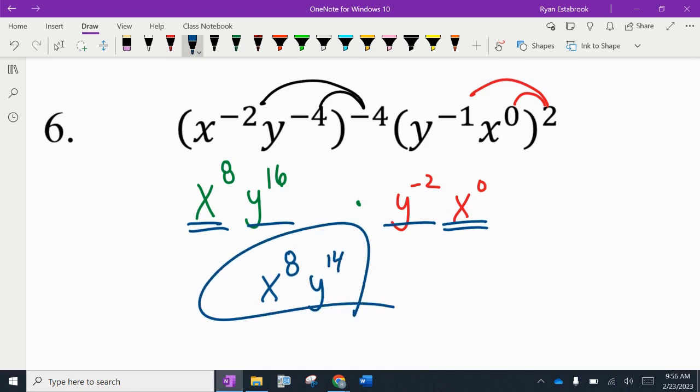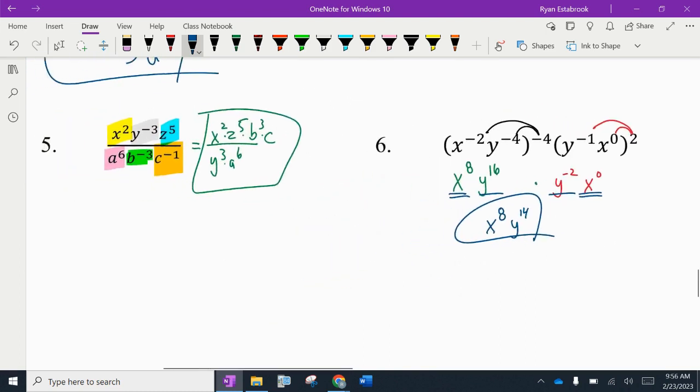And there we have it. There's no negative exponents left over, so I'm not worried about moving anything around. That is my good and final answer.